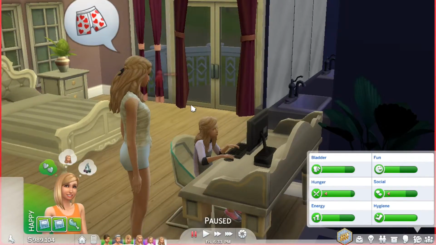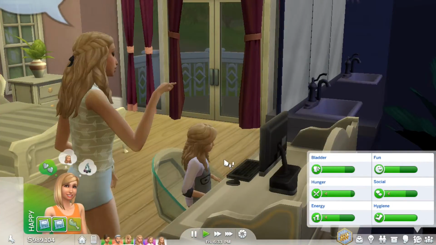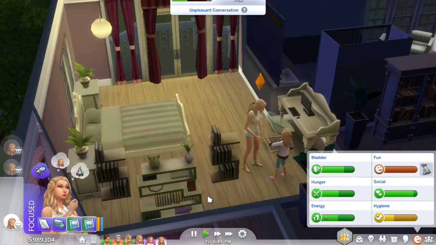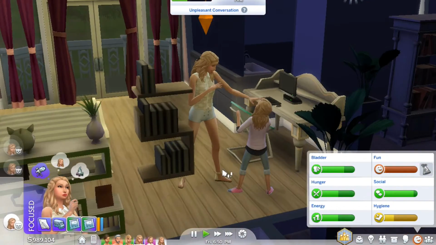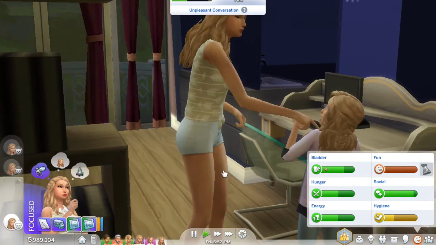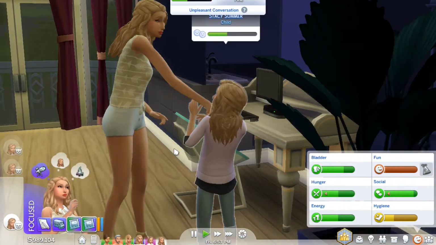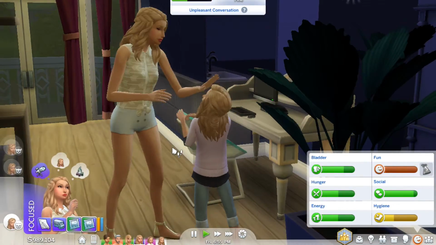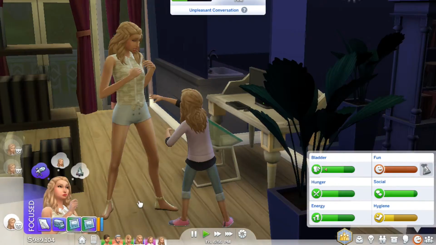Oof. This is not going to be pretty. Oh. Are they gonna go at it? That is kind of cute, actually. That's such a sister thing to do, to sort of push each other. Be annoying.